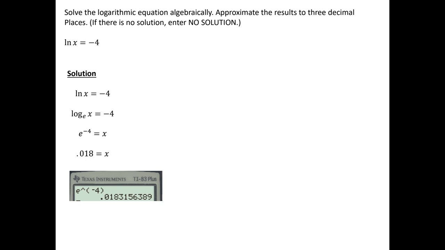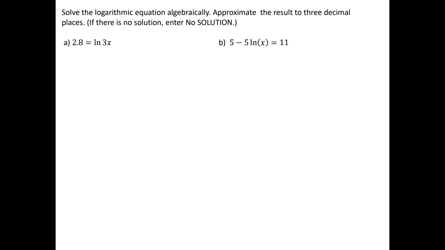All right, let's do a couple more. Let's do A. A is 2.8 is equal to the natural log of 3x. Okay, so for this one, I'm going to do the same thing that I just did before. I'm going to convert this into its exponential form. I do this extra step, converting it to the one that shows you the base, so you can see the base. Now I don't have to do this, but again, I like to show you this step. There are other ways to do it, but I'm going to do it this way.